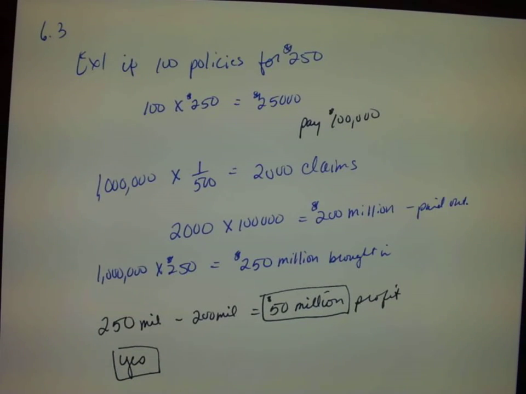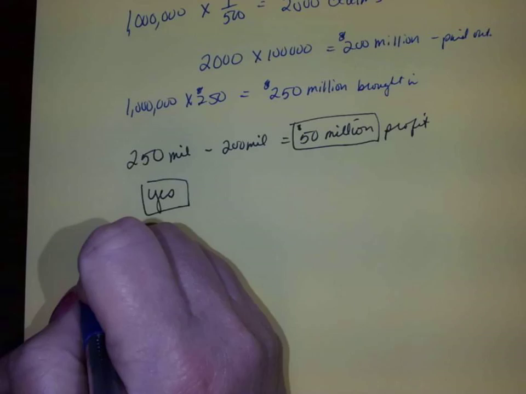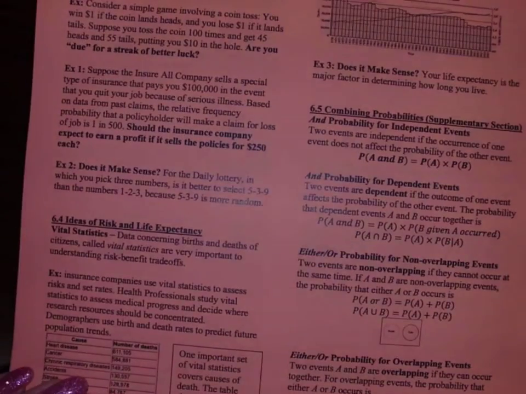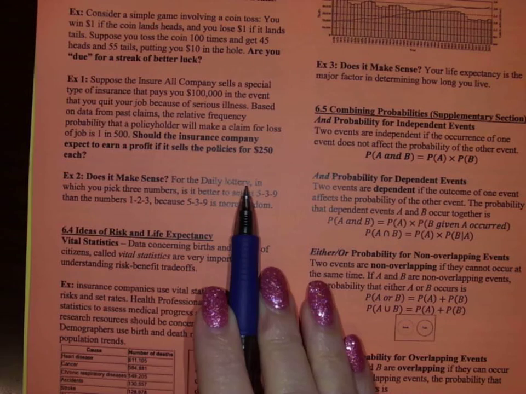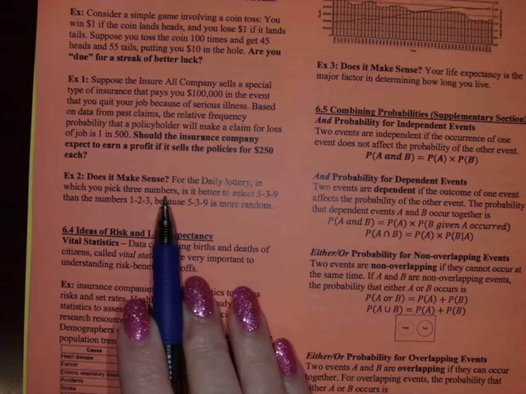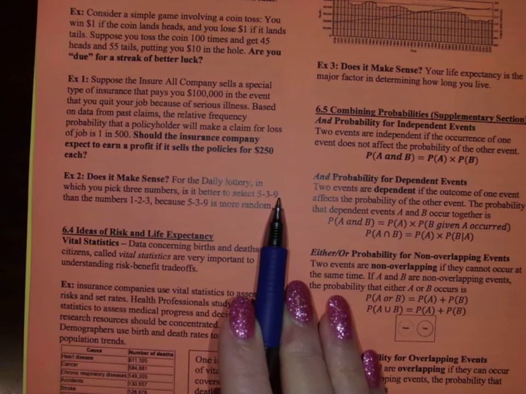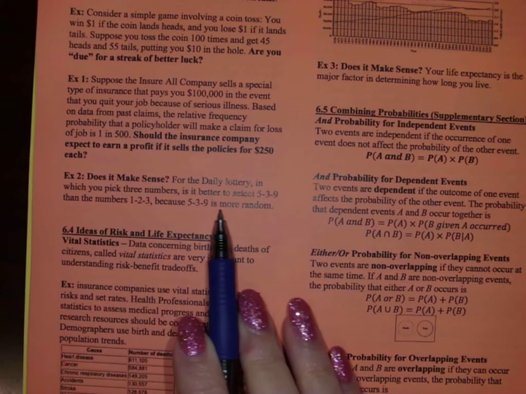All right, let's go look at example 2. For example 2, does it make sense? For the daily lottery in which you pick 3 numbers, is it better to select 539 than the numbers 1, 2, 3 because 539 is more random?